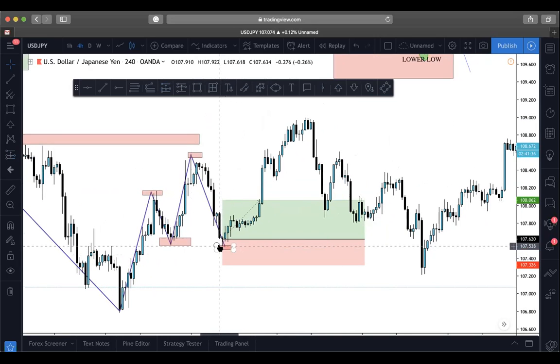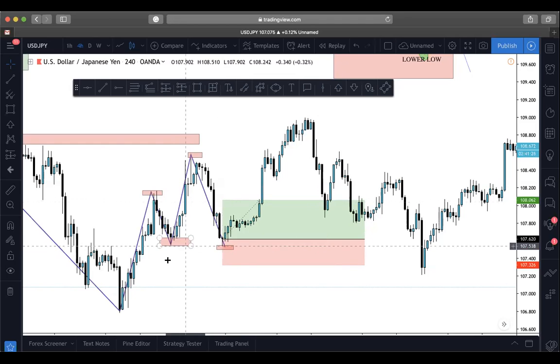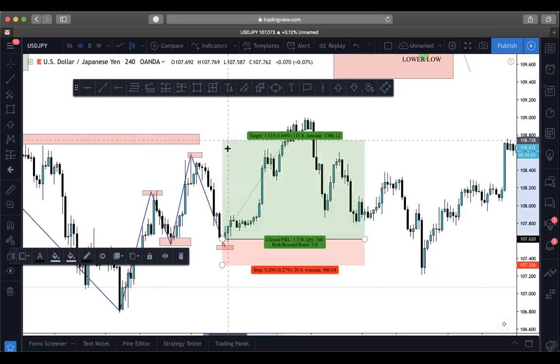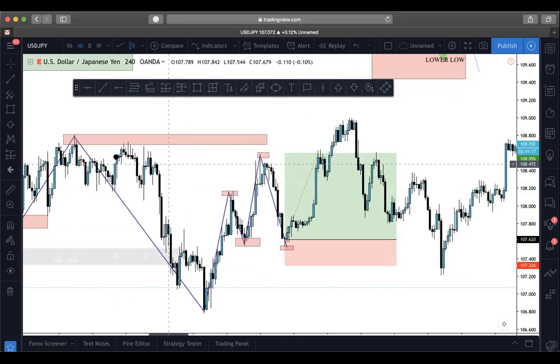Then you give it room, because we call it giving a trade space to breathe. The market needs to breathe, you know. Just because this is a lower low does not mean it'll stop. It doesn't always mean it'll stop there, right? And the target would be the highest point, for example, right?